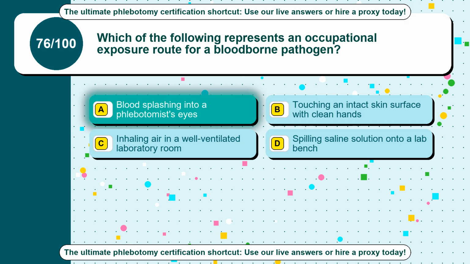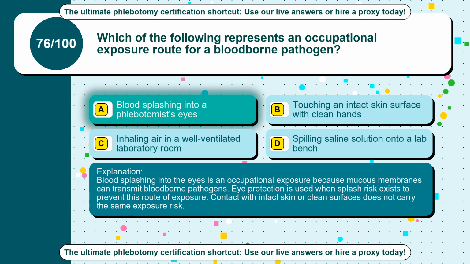The correct answer is option A, blood splashing into a phlebotomist's eyes. Blood splashing into the eyes is an occupational exposure because mucous membranes can transmit blood-borne pathogens. Eye protection is used when splash risk exists to prevent this route of exposure. Contact with intact skin or clean surfaces does not carry the same exposure risk.